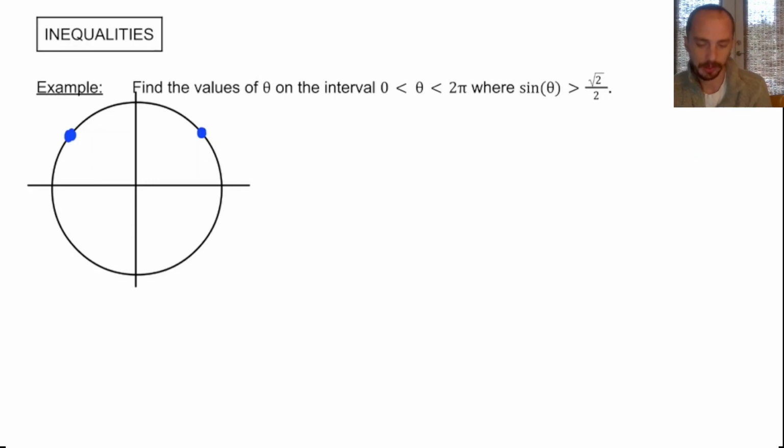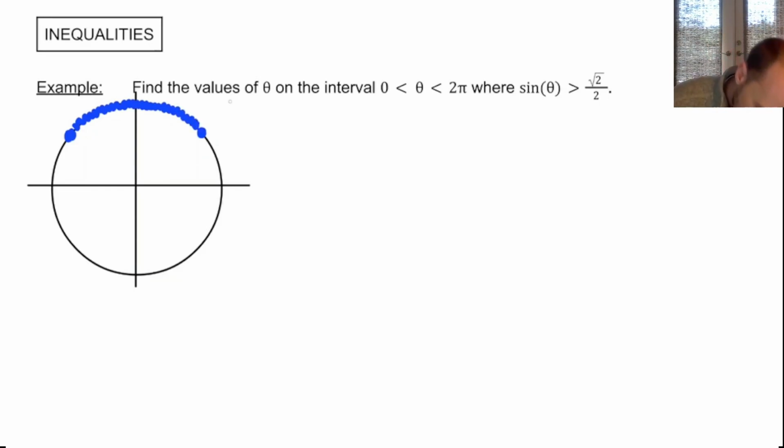Okay. And if we're thinking about where sine of theta is greater than root 2 over 2, well, the vertical displacement from the x-axis has to be greater than it is at those 2 points. And so that would be up through here.